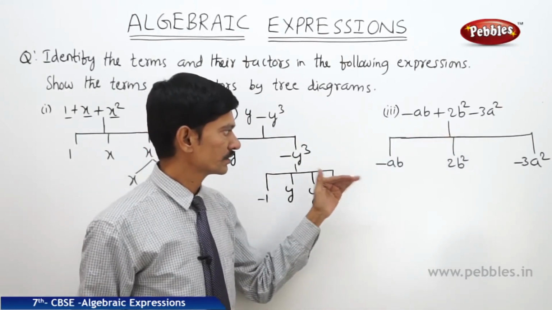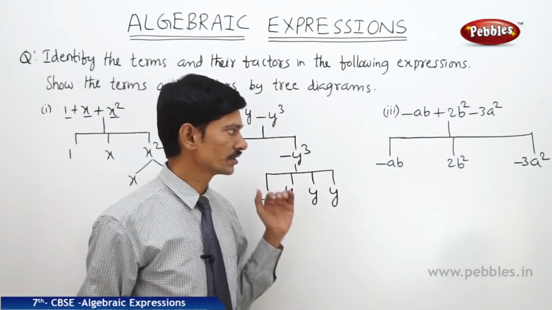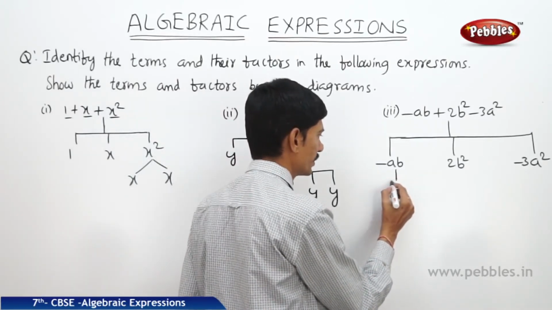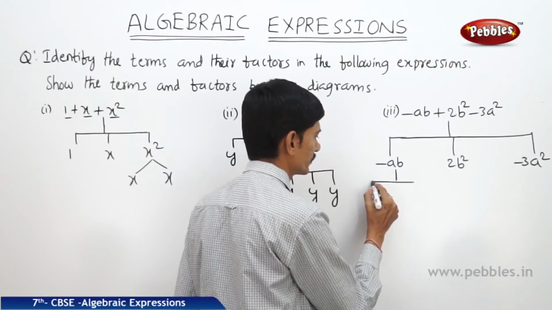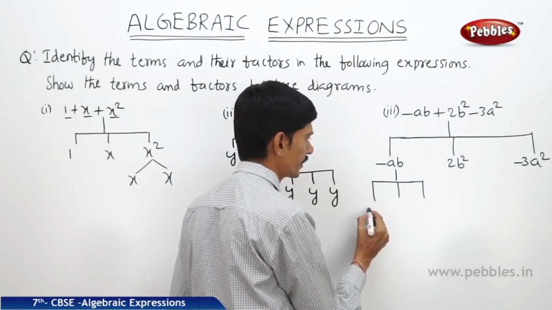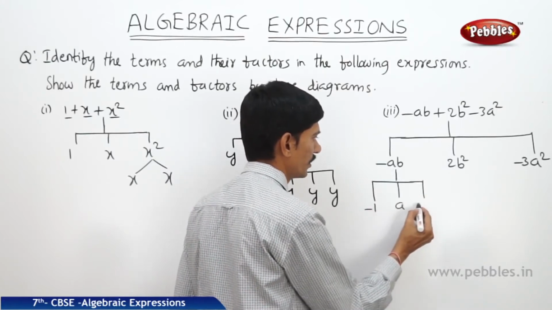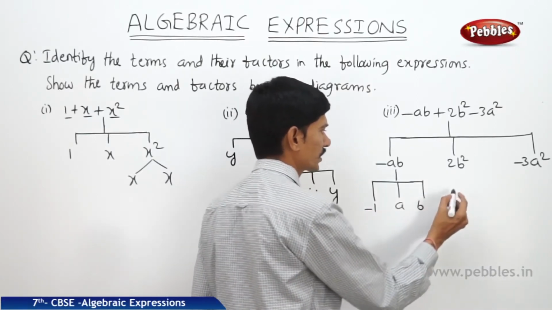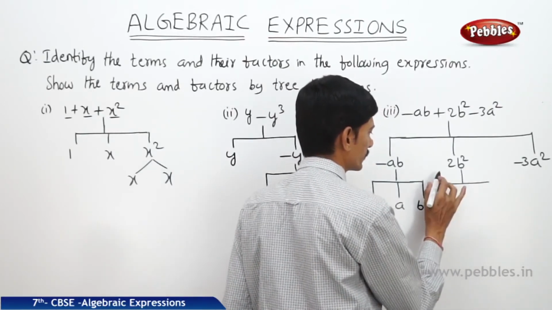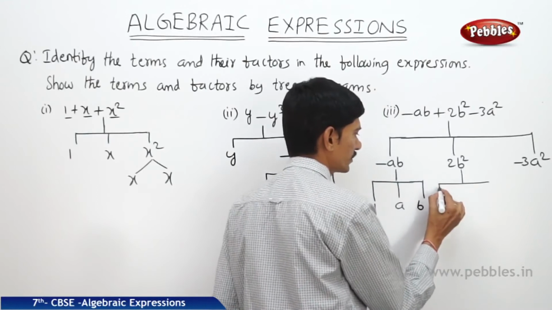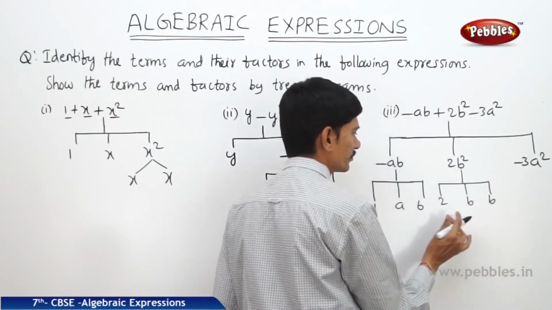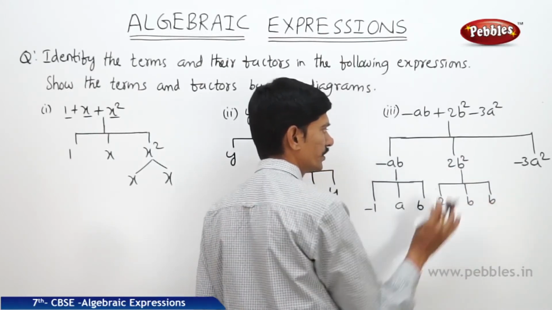Now let us find the factors of each term of this expression. The first term, minus ab, consists of 3 factors: minus 1, a and b. And the second term, 2b square, consists of 3 factors: 2, b and b. So 2 into b into b is 2b square.